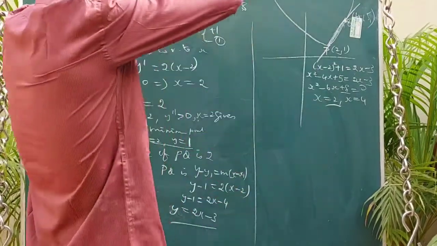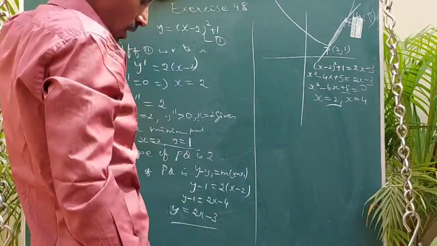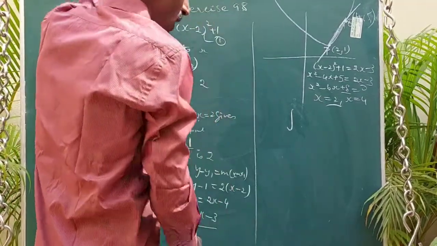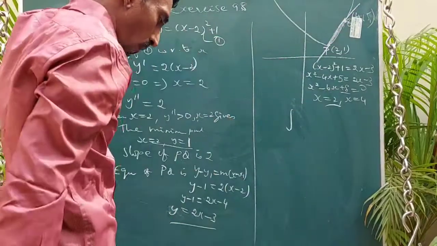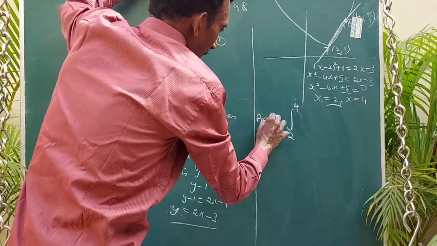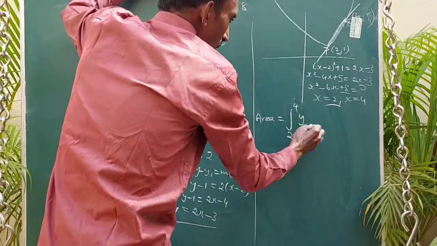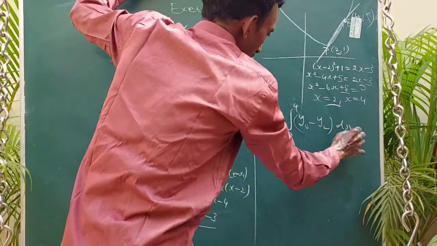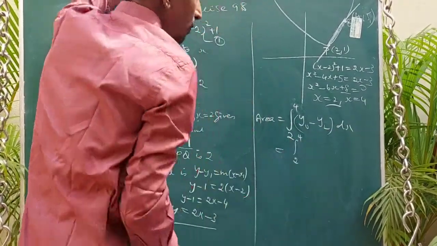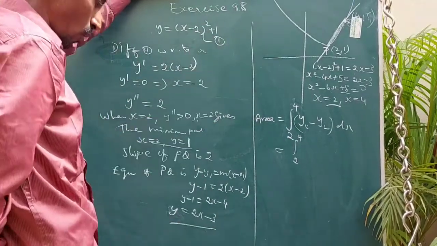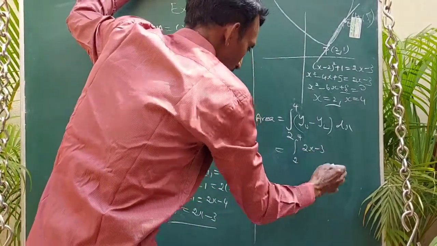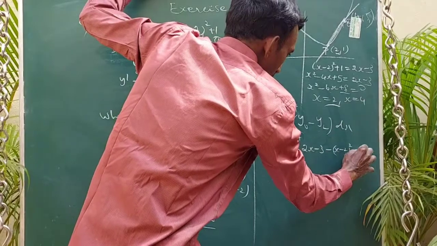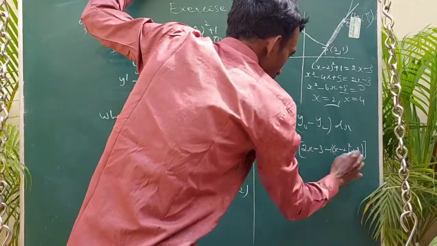chord PQ. So here we are going to use the concept above minus below. We are going to integrate with respect to x. So integral with respect to x means limit 2 to 4. So the required area equals integral 2 to 4 of above minus below, so upper minus lower into dx. Above is the straight line, so what is the y value? 2x minus 3. Below, this (x minus 2) the whole square plus 1 into dx.